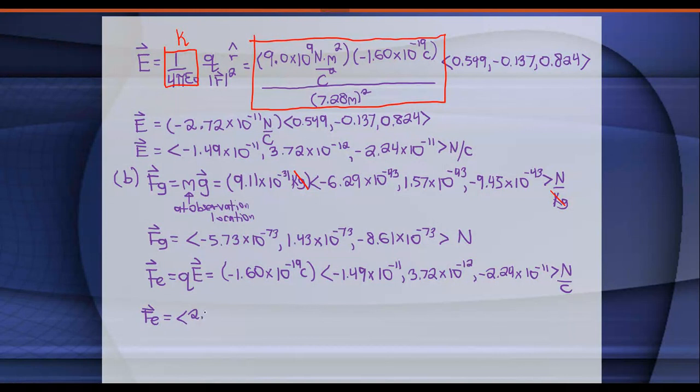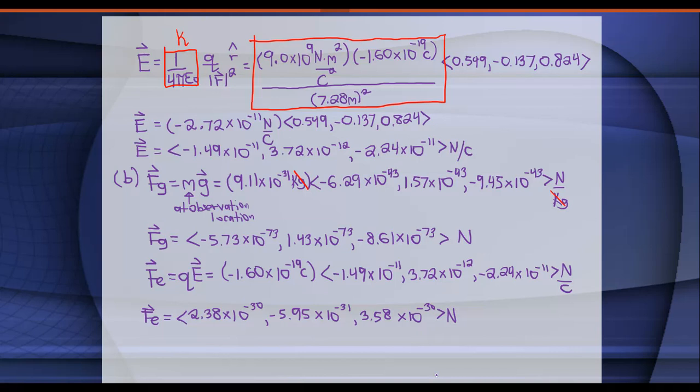It would be equal to 2.38 times 10 to the negative 30. It's still really small, and that's no surprise. A single electron does not have much of a region of influence, whether it's through its electric field or its gravitational field. Then negative 5.95 times 10 to the negative 31, and then 3.58 times 10 to the negative 30. The units are newtons.